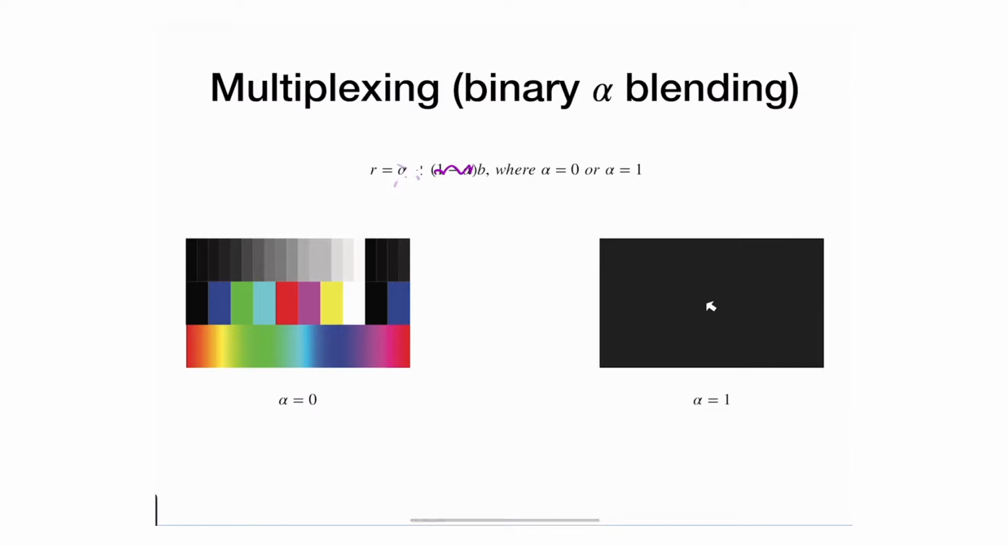Similarly, if alpha is 1, you're getting the foreground, and 1 minus 1 is 0, so the output would be exactly the foreground. So there isn't an actual blending. You're either bypassing the functionality, or you're not bypassing it. It's just a bypass functionality.